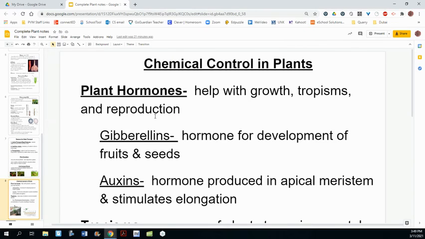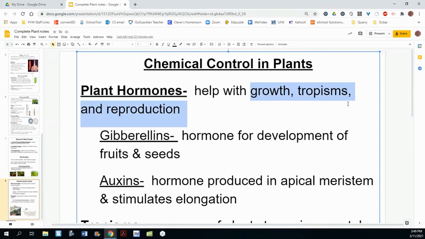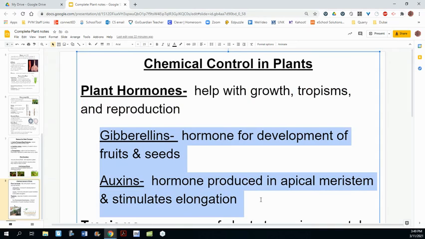Which brings me to our last slide, which is plant hormones. And this allows for plants to grow in a directed manner. So tropisms are growth in a specific way. Gibberellins and auxins allow this to happen. They're both examples of types of hormones. Gibberellins cause the development of fruit and seeds. And that's why if you keep certain fruits together on your counter or in a bag, they can stimulate each other's ripening. This has to do with hormone production.